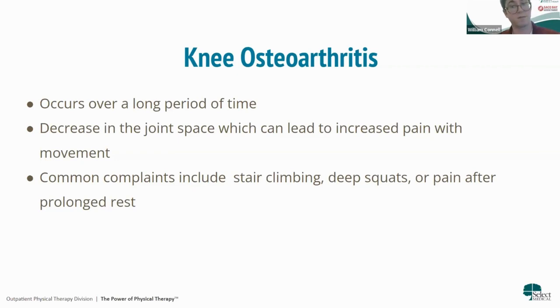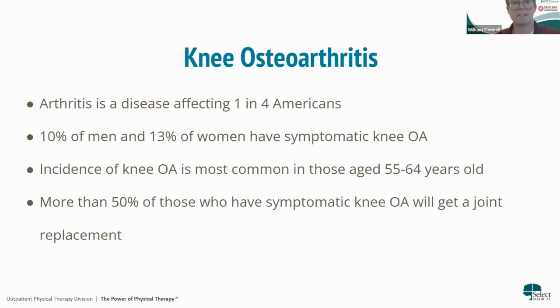There are other types of arthritis that can affect your knee joint, but this one is by far the most common one. We see this in 10% of men and 13% of women across the United States. As I said, it's a disease that's affecting almost 1 in 4 Americans. 10% of men, 13% of women have symptomatic knee OA. And that's an important point to make. Not all knee arthritis is symptomatic. When we get to imaging later, I'll talk a little bit more about why that word in particular is important.